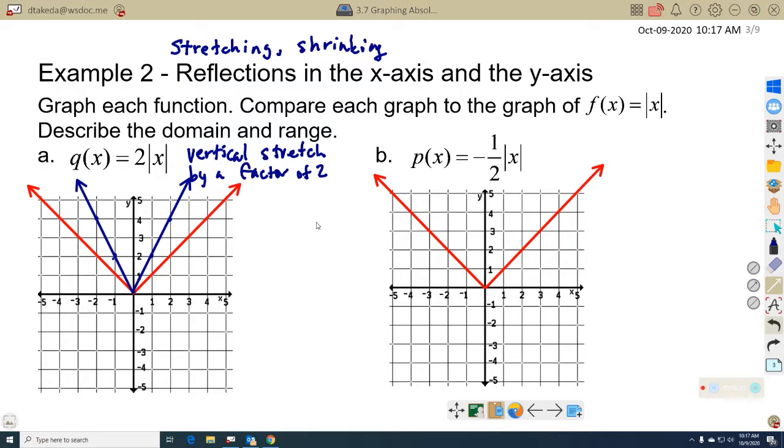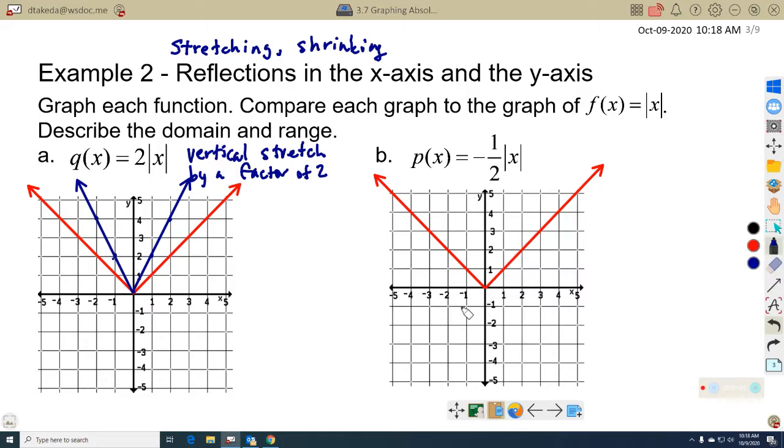I don't know, maybe that's a visual that might help you. These words don't exactly match the way we think of things, so it gets kind of hard. Okay, so what's happening in example B over here, we're multiplying the output, so it's going to be a reflection over the x-axis, and we're multiplying by 1/2, so it's going to be a vertical shrink by a factor of 1/2. So what's that going to look like?